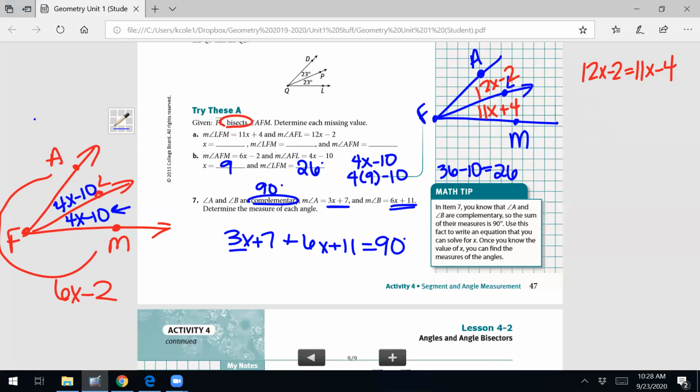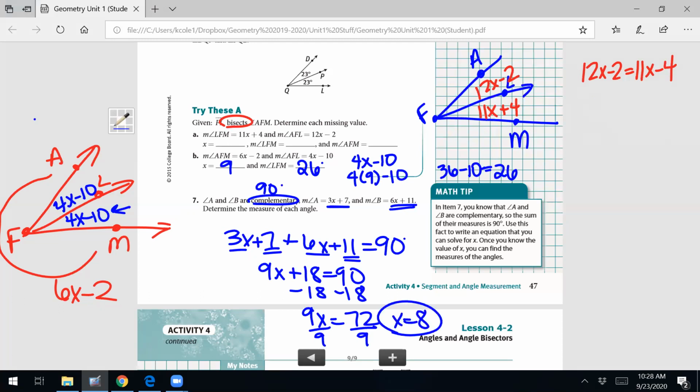So then you combine 9x plus 18 equals 90. Subtract 18, 9x equals, is that 72? Divide by 9, x equals 8. So that is your x, but it wants to know what each measure is. So I'm going to plug in for angle A. So angle A is 3x plus 7. I'm going to do 3 times 8. 3 times 8, that's 24. 24 plus 7 is 31 degrees.